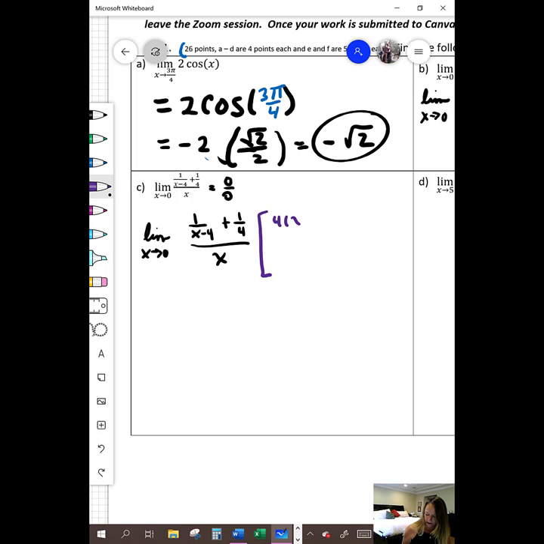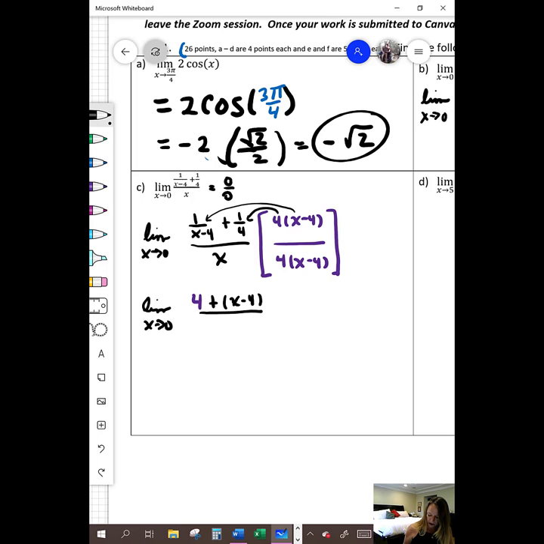So 4 times x minus 4, and multiply that to the numerator and multiply that to the denominator. And so when we distribute this to each term in our numerator, we're left with the limit as x is going to 0. Well, x minus 4s are going to cancel, just leaving us with a 4. Plus, and when we distribute it to the next piece in the numerator, the 4s cancel, just leaving us with this x minus 4, all over our denominator of x, all times 4 times x minus 4.